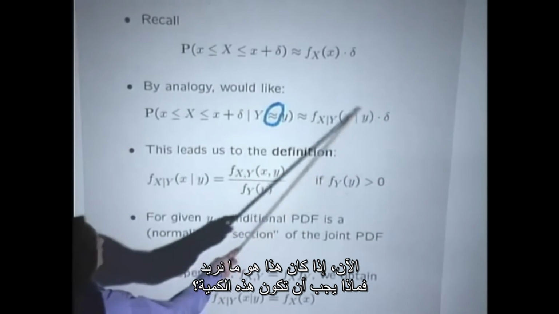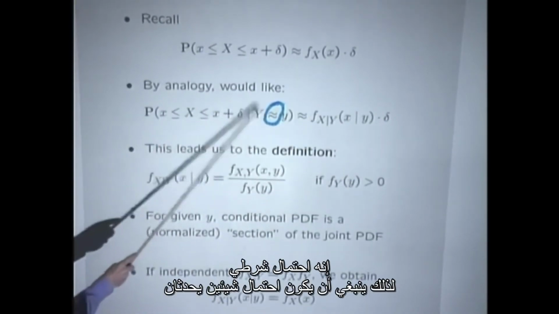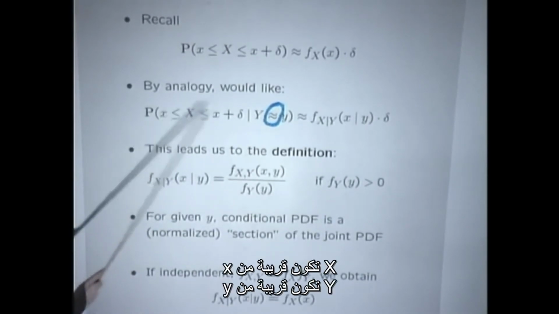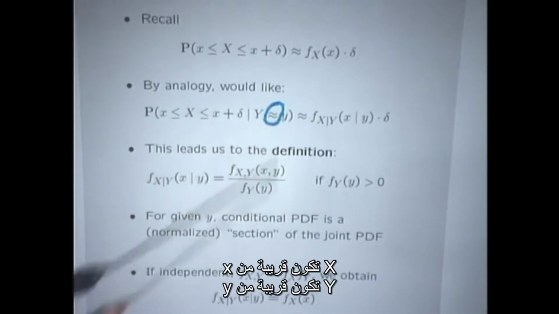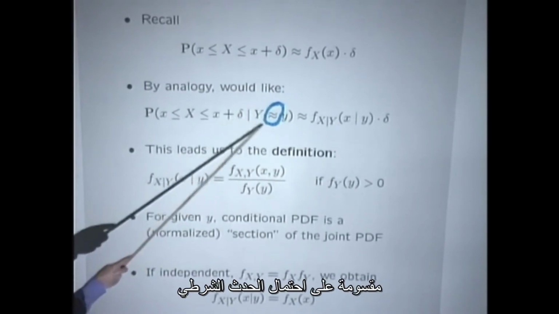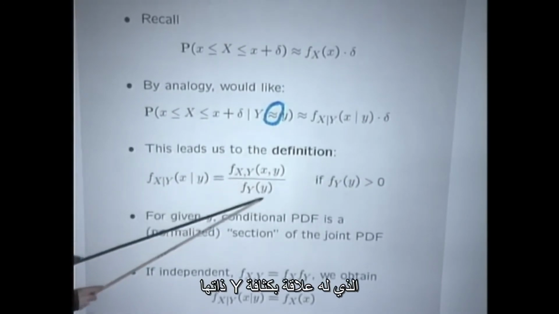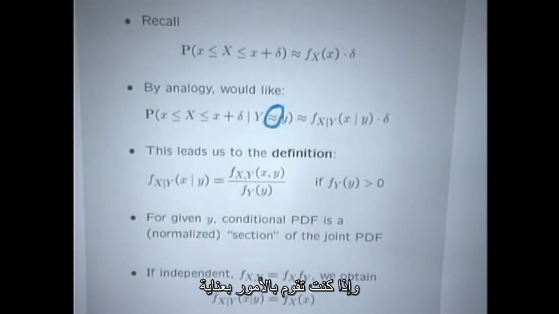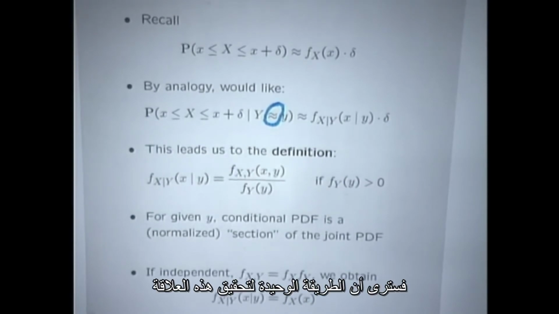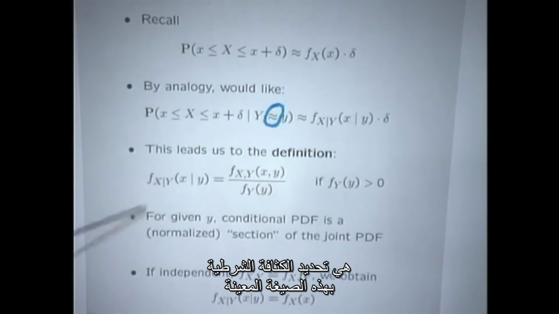Now, if this is what we want, what should this quantity be? It's a conditional probability, so it should be the probability of 2 things happening, x being close to little x, y being close to little y, and that's basically given to us by the joint density divided by the probability of the conditioning event, which has something to do with the density of y itself. And if you do things carefully, you see that the only way to satisfy this relation is to define the conditional density by this particular formula.